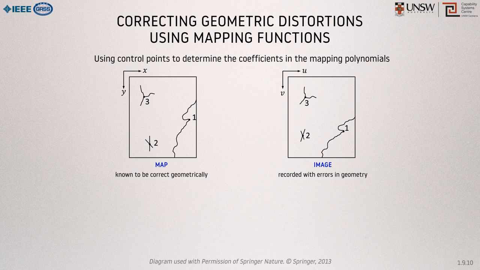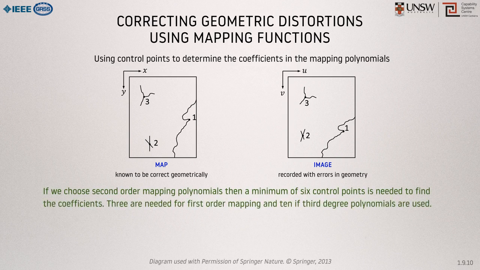Clearly, we need to have at least as many control points as there are unknown coefficients in one of the mapping polynomials. We can use the same set of control points to generate the unknown coefficients in the other mapping polynomial. We do not need a separate set. For a second-order mapping polynomial, a minimum of 6 control points is required. 3 are needed for a first-order or linear mapping polynomial, and 10 are required if third-order mapping polynomials are used.